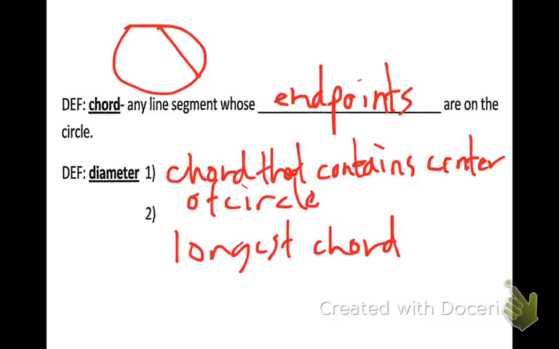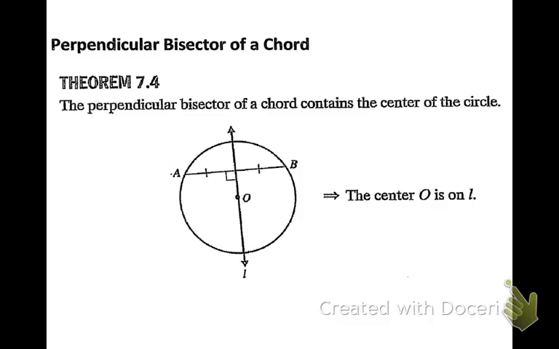Any questions there? Everybody has it? Okay. Perpendicular bisector of a chord. The perpendicular bisector of a chord contains the center of the circle. So we have segment AB. Line L is its perpendicular bisector. It's going to go through the center of the circle.